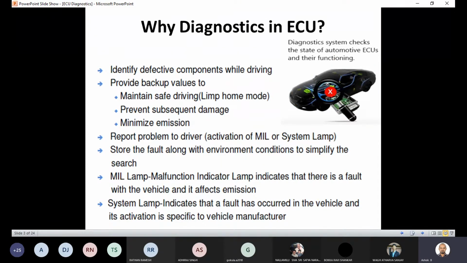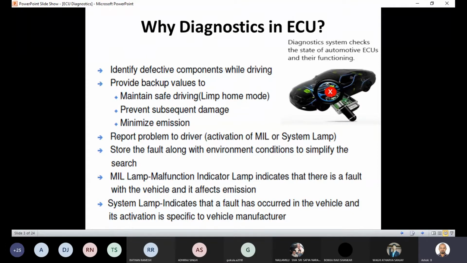So why diagnostic is needed in the ECU is that the diagnostic system checks the state of automotive ECUs and their functions, whether the ECU is operating correctly or not, and whether all their functions have been met or not. It will first of all identify the defective component while driving, and of course during the vehicle non-driving condition also. It provides backup values to maintain safe driving. There is a limp-home mode: for example, if some fault happens, immediately it will go into limp-home mode. Limp-home mode is nothing but the vehicle speed not going beyond 25 or 30 kilometers per hour, depending on the manufacturer. So that is called limp-home mode, or safe driving mode.